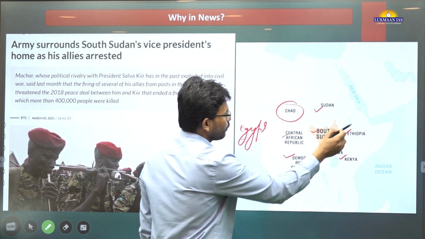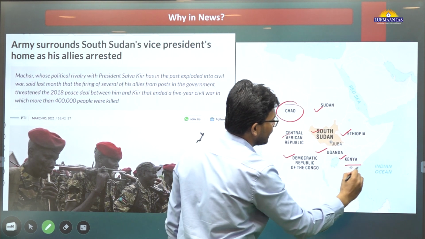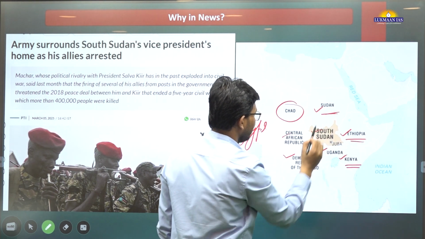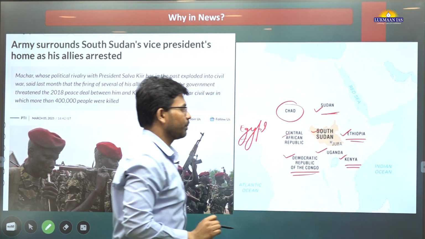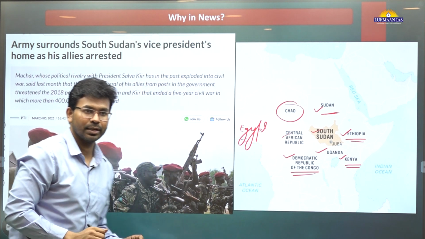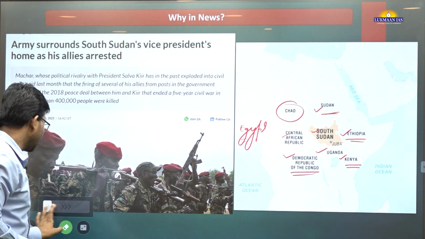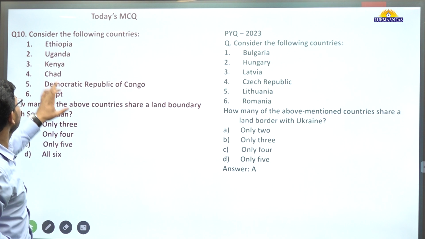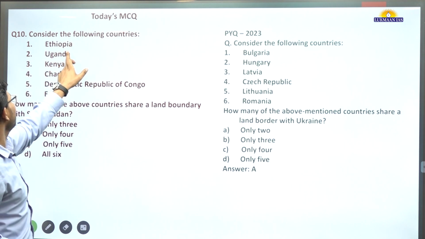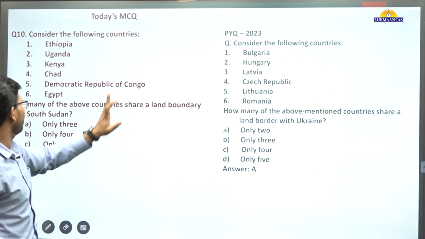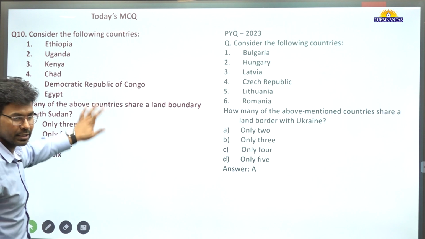So out of these countries, they have mentioned Kenya, Ethiopia, Sudan, and Democratic Republic of Congo. These are mentioned in the question. Others are not mentioned. So such questions are important. You can see Ethiopia, Uganda, Kenya, Democratic Republic of Congo. Chad and Egypt, they do not share the border.